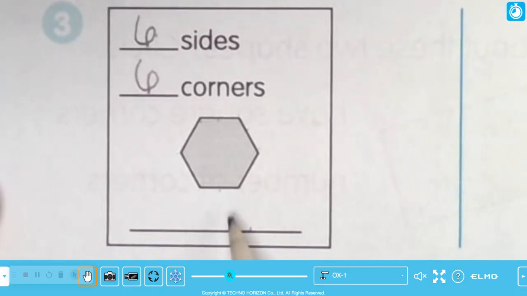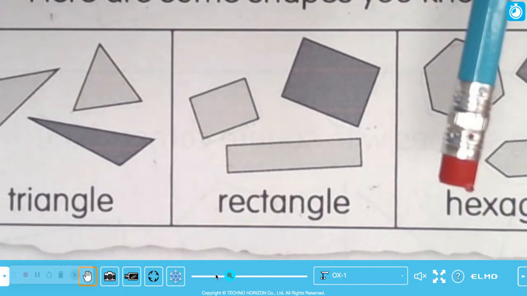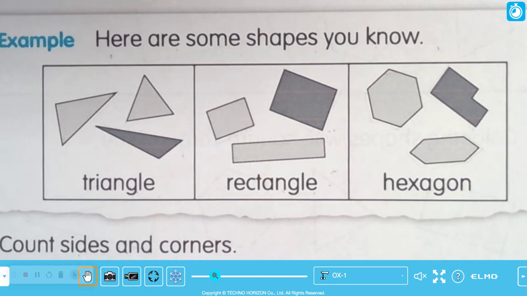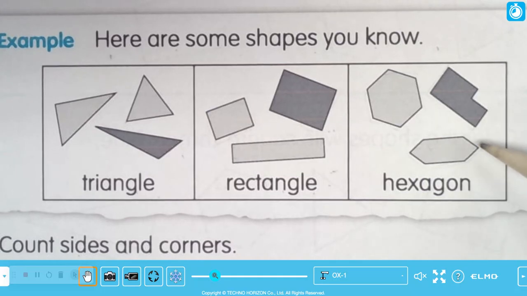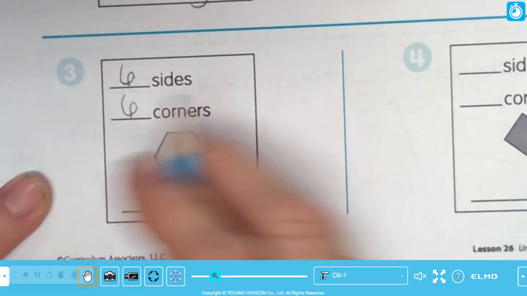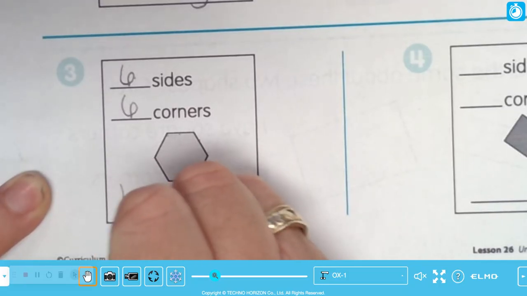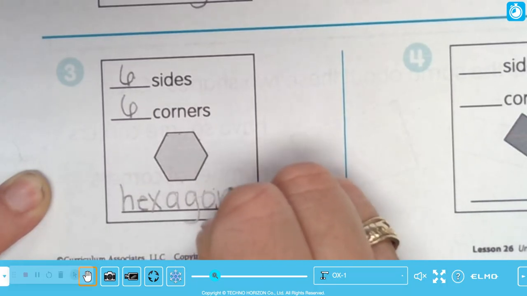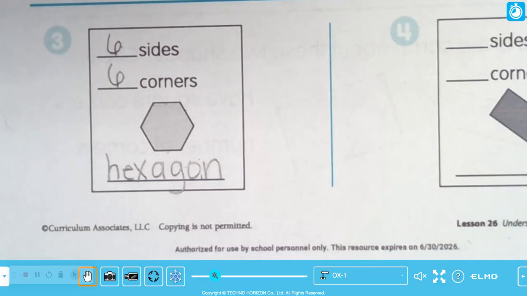Okay, now we have to decide what is this shape called? Is this shape, and I'll make this smaller so you can see these, a triangle, a rectangle, or a hexagon? Yeah, it's a hexagon, right? Because all hexagons have 6 sides and 6 angles. So this one has 6 sides, 6 angles, so it must be a hexagon. So let's write that down. Hexagon. Go ahead and write down hexagon.